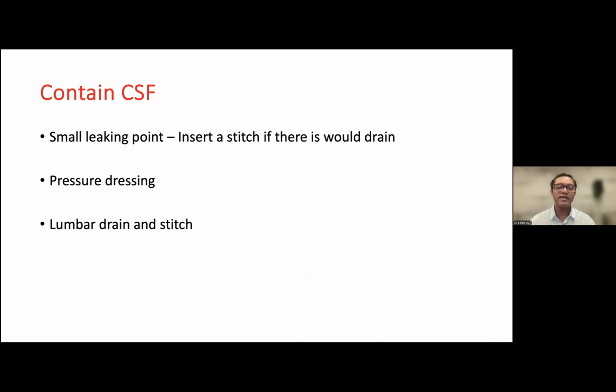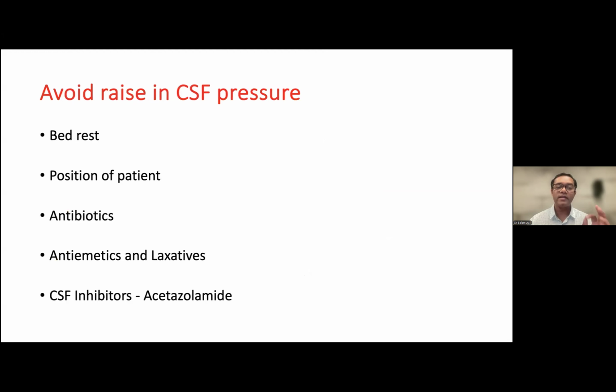Next is, how do you contain the CSF leak? If there is a small point leaking after putting a lumbar drain, you can put a stitch. You can put pressure dressings. And the lumbar drain should also be tied properly, because it can leak from the side of the lumbar drain. How do you avoid CSF pressure? We're going to talk about some of these controversies here.